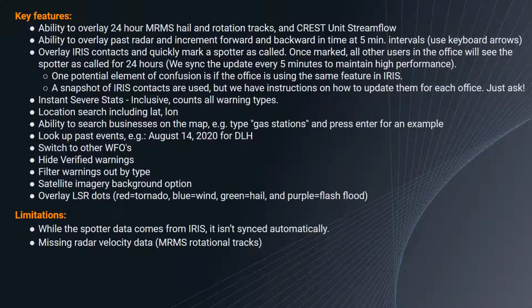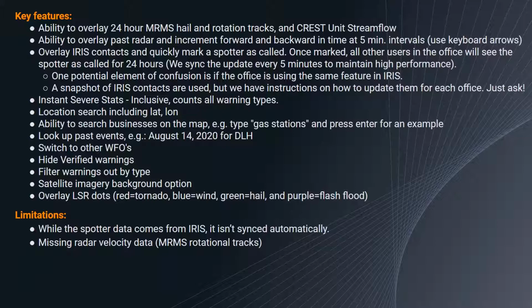There are a lot of really nice features which I've largely covered here. The few limitations I do have: the spotter data is not automatically synced with IRIS. Again, the two are independent. So if you are using the mark called feature in IRIS, it's not going to show up here. You'll get just an independent interface, which we use a lot. And then I don't have any raw radar velocity data in here because I can't find a data source except for the MRMS rotational tracks.